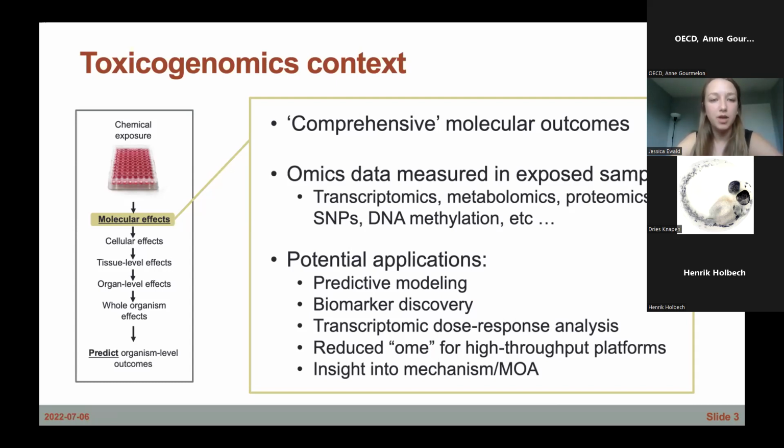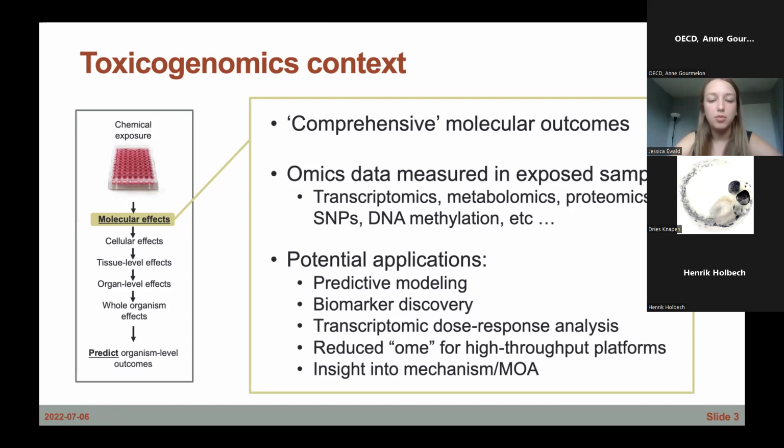There are many potential applications of toxicogenomics data. The overall big goal that I alluded to earlier is trying to build some sort of predictive models that can be used to predict effects in whole organisms from in vitro tests. However, this is quite difficult. So there are some more targeted applications as well, such as general exposure biomarker discovery, transcriptomic dose response analysis. So this is where we try to identify the concentration at which there's a concerted change in gene expression, or you could do this with other omics types as well.